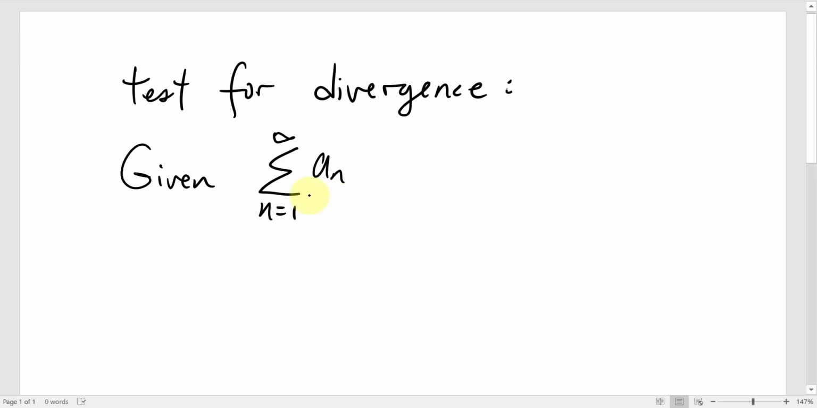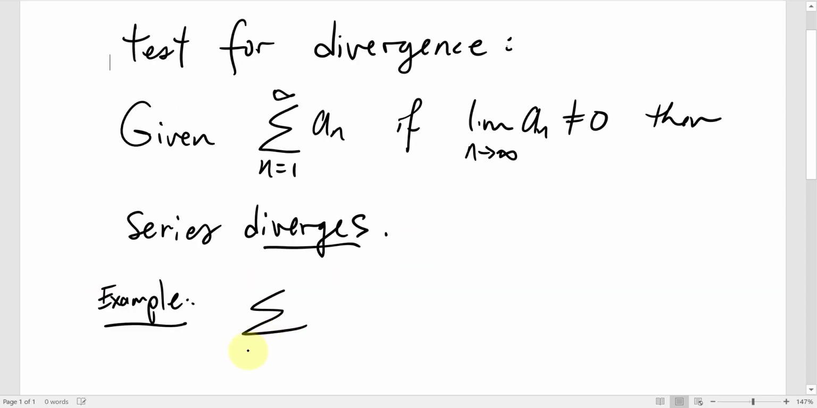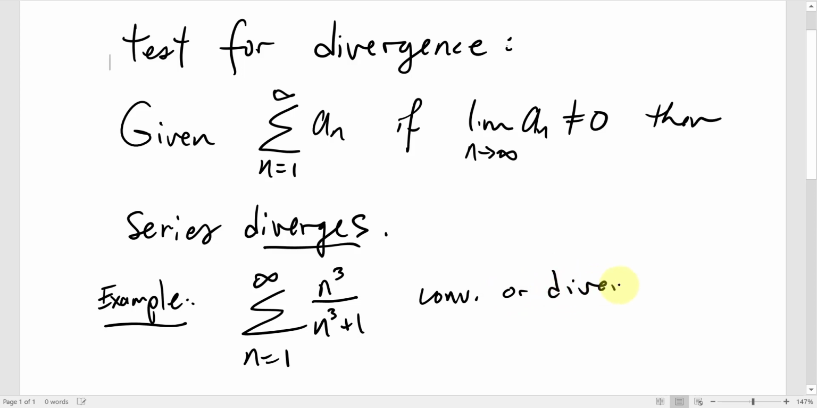The way to state this is, given some infinite series, if the limit of the sequence of terms is not 0, then the series diverges. And I'll do some examples. Let's say we take, I had this one in the other video, n cubed over n cubed plus 1. And we just ask: converge or diverge?